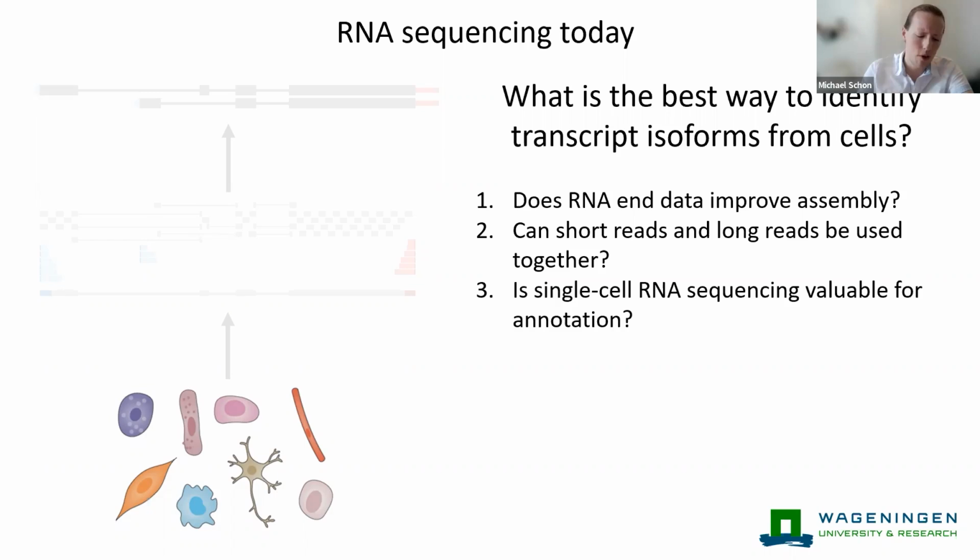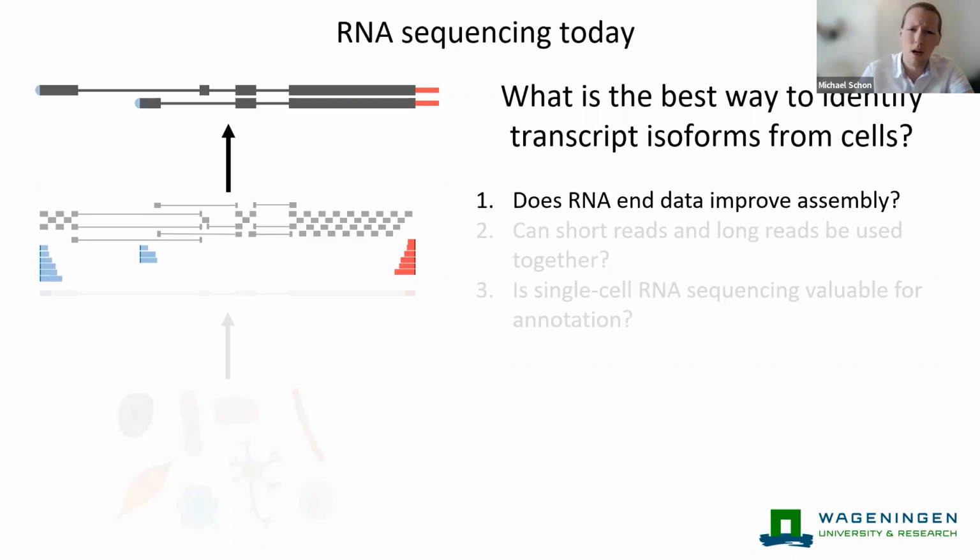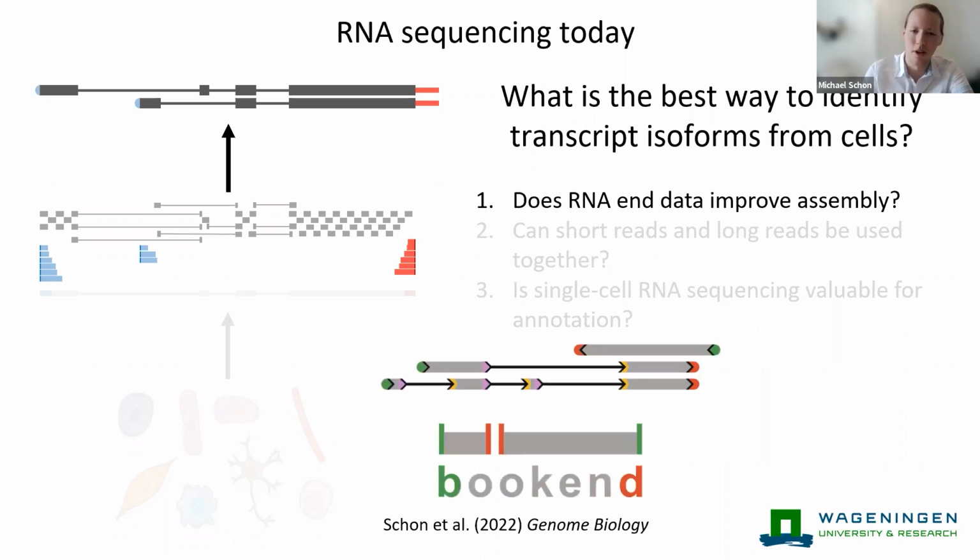And so these three questions, I'll start with the RNA end information, and that single question was the seed that really started my development of the Bookend software platform. And so this was published over the summer, and I'd encourage you to check it out. But the essential concept is taking the 5' and 3' ends of RNA and using them to build a better assembly.